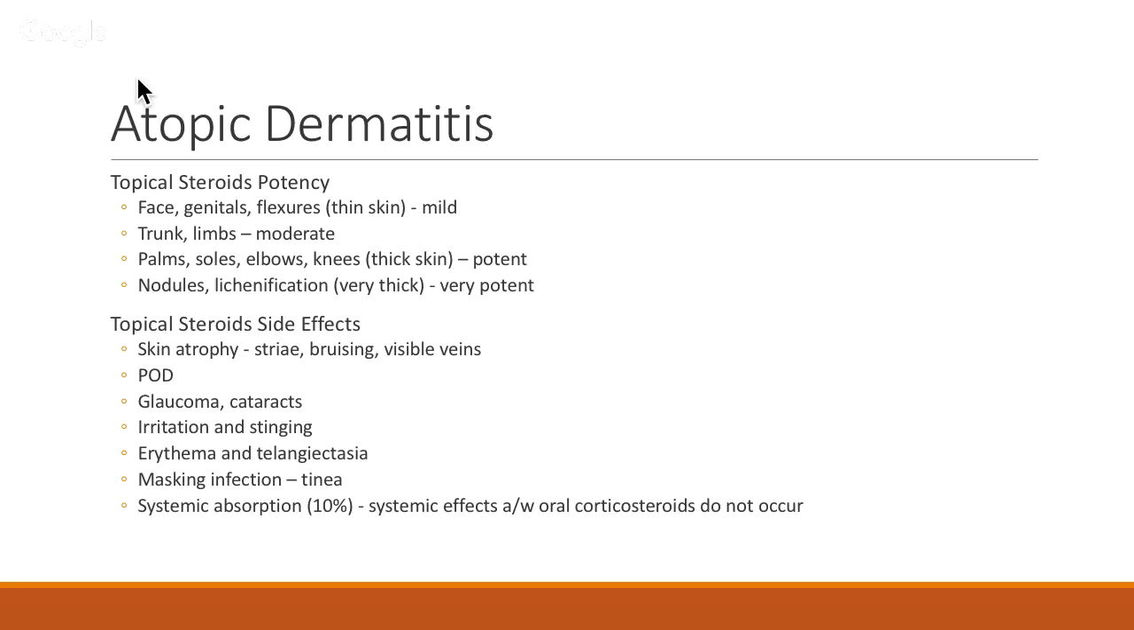It's important also that you know the diagnosis is atopic dermatitis and not something like tinea, because if you apply topical steroids on tinea, it often changes the appearance and makes it even more difficult to diagnose, and that results in tinea incognito. And then systemic absorption, I think it's around 10%, which is still fairly low, and you let them know that once they've treated the acute flare, they would just stop the topical steroid, so that can help decrease that systemic absorption.